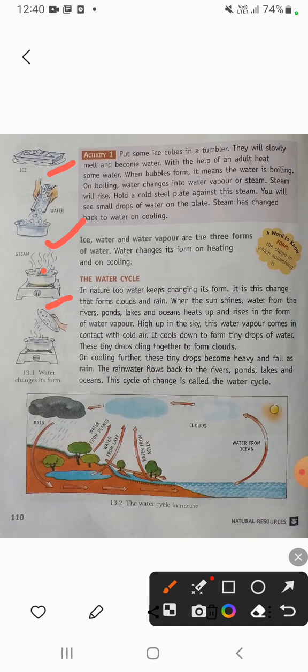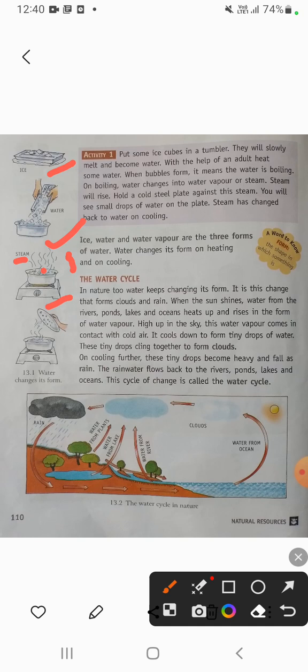Okay? So students, when bubbles form, you can see here that on boiling, water changes into water vapor or steam, and steam will rise. Look here in this picture. This is steam, and on boiling, water changes into water vapor or steam. Another name for steam is water vapor.